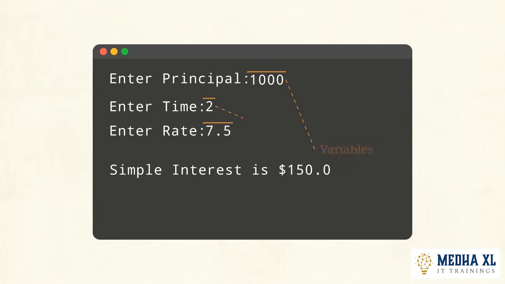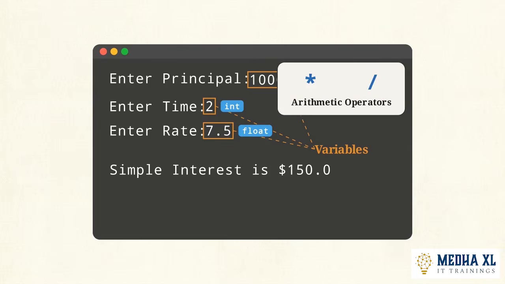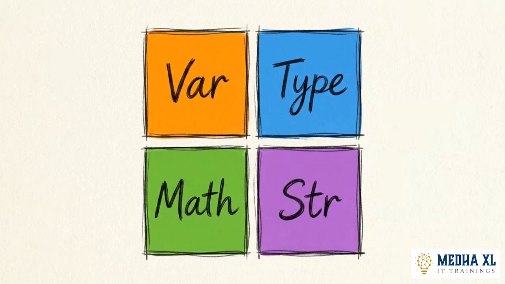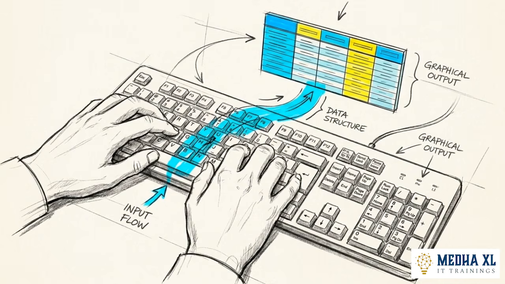We'll use 4 tools: variables for data types to classify it, arithmetic operators for math, and string formatting for the final answer. Once you understand how these tools interact, you can begin taking raw input from a user and processing it into a specific calculated result.